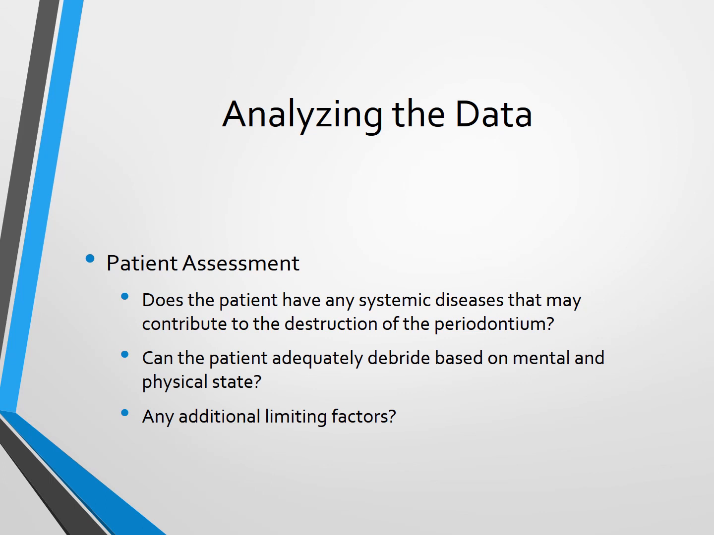Can the patient adequately debride based on their mental and physical state? Well, if they can't adequately debride, and I know that the primary etiologic factor is microbial plaque, then I know I'm already going to have some limitations. And those limitations may be for life. So I might have to accept something less than what we would consider ideal outcomes. And finally, are there any additional limiting factors that need to be controlled? Because remember, before you do a reevaluation, you really should take care of all of those limiting factors. And if you don't, they're still going to have an impact.